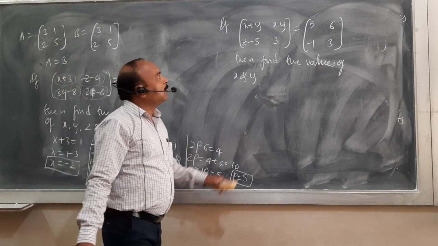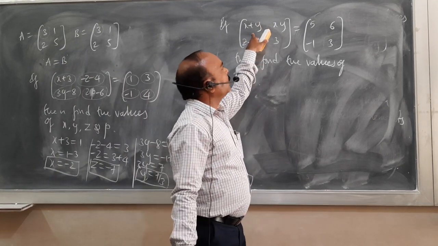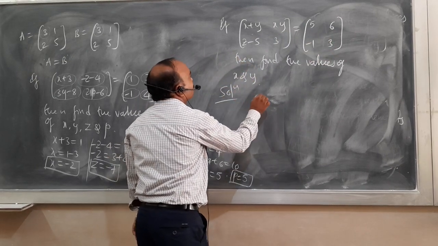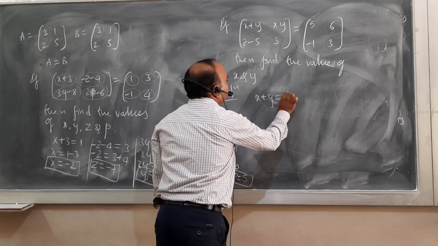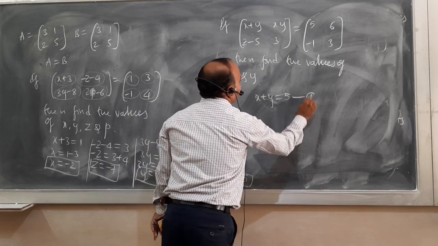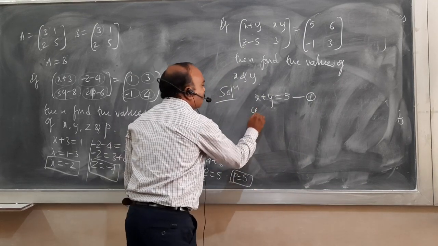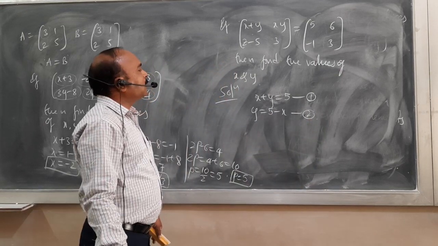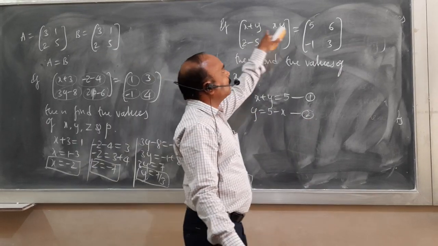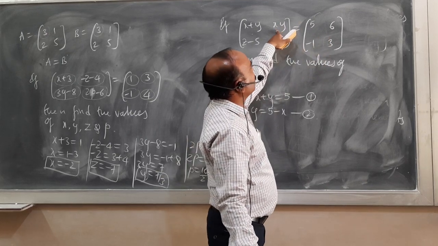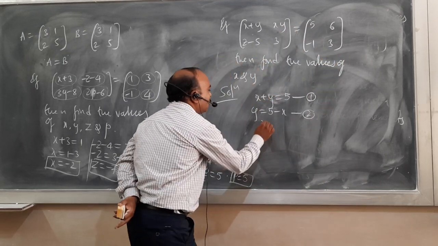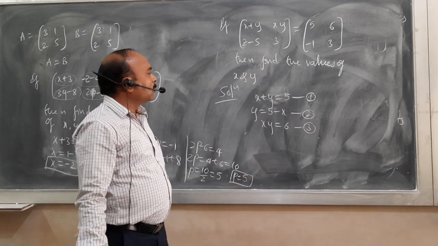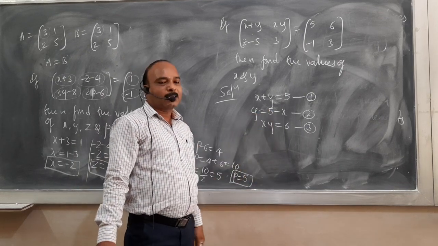In this example, we observe that in place of x plus y, they have given 5. Therefore, we take x plus y equal to 5. Call this equation number 1. Now it can be written as y equal to 5 minus x. Call this 2. This is the first equation by using the first equality. Similarly, we observe that in place of xy is 6. Xy equal to 6. Call this 3. Now by using 2 and 3, we can get the values of x and y.